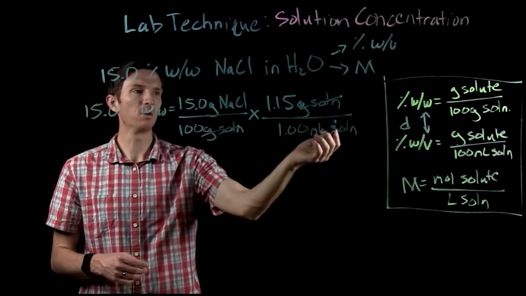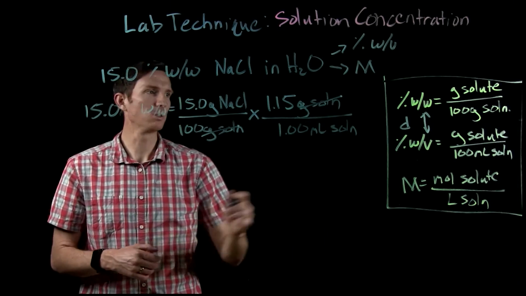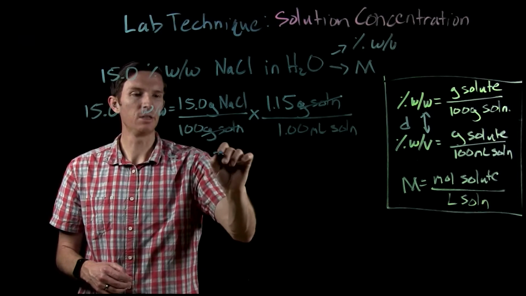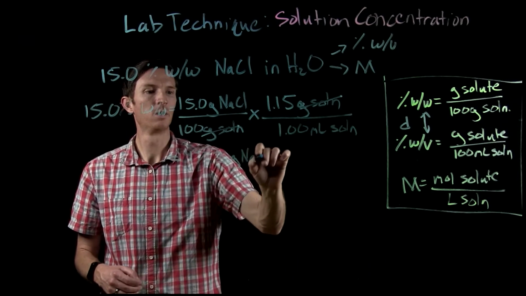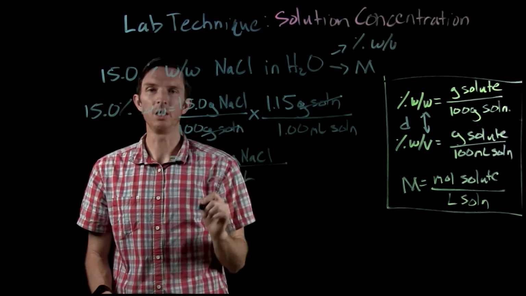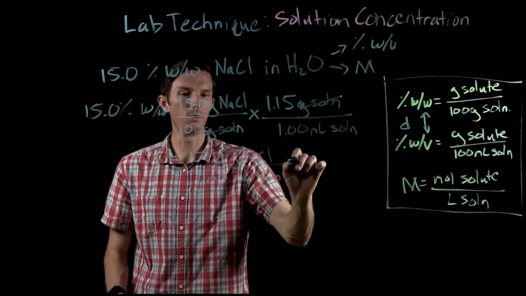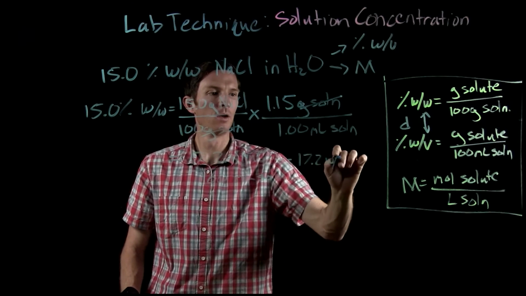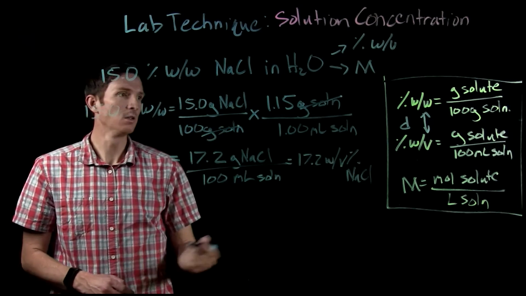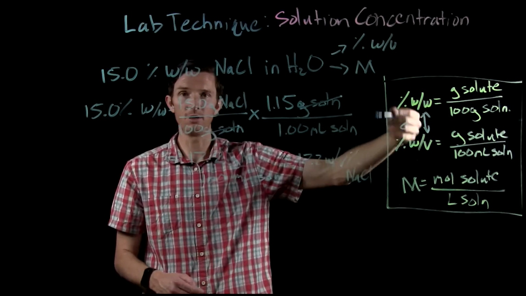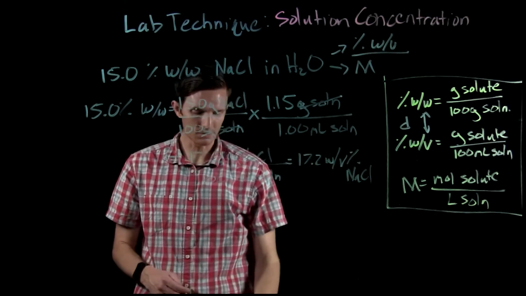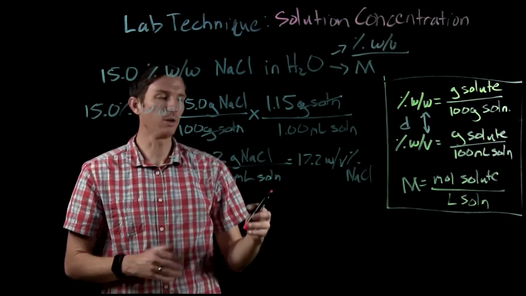Now what we've done is converted grams to milliliters. And this is going to give us grams of sodium chloride to milliliters of solution, which would be our weight by volume. And so we would end up getting 17.2 grams NaCl per 100 milliliters of solution, which would be 17.2 weight volume percent sodium chloride. So to go between these two, we need to know the density. If we don't know the density, there's no way to relate those two. So we talked about converting between weight and weight volume.